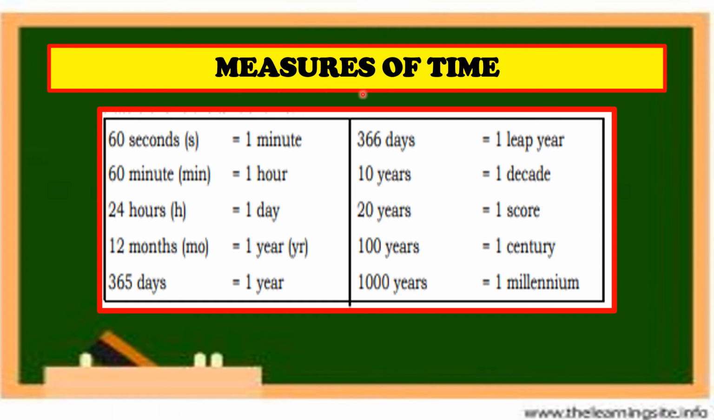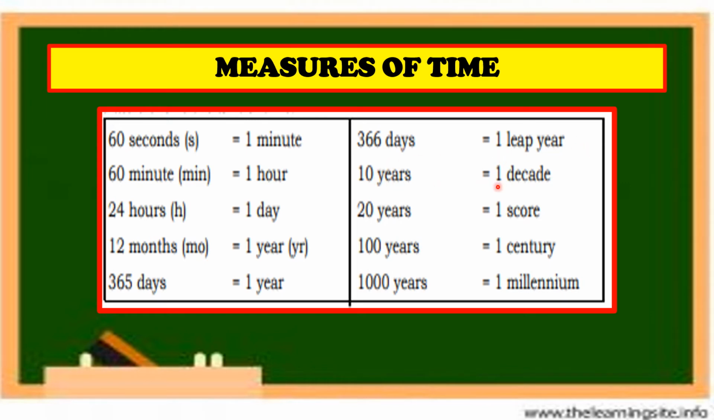We have measures of time. 60 seconds equals 1 minute. 60 minutes equals 1 hour. 24 hours equals 1 day. 12 months equals 1 year. 365 days equals 1 year. 366 days equals 1 leap year.